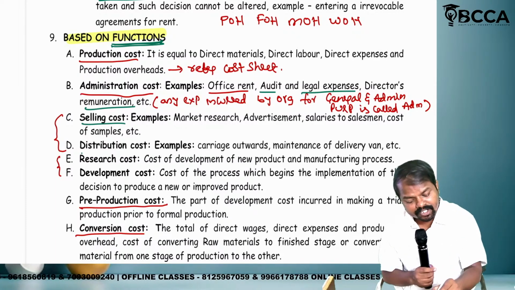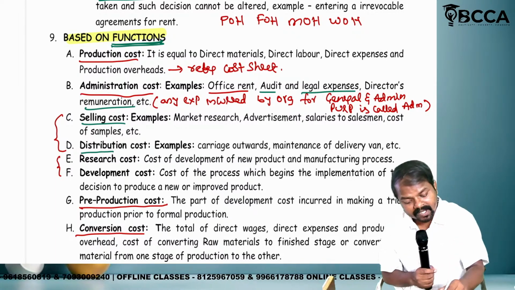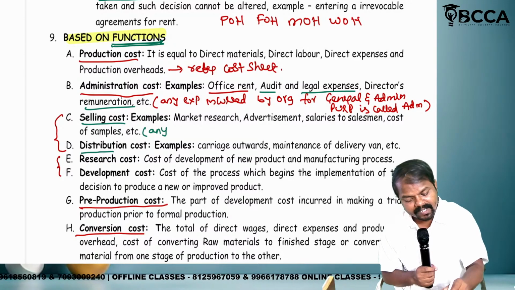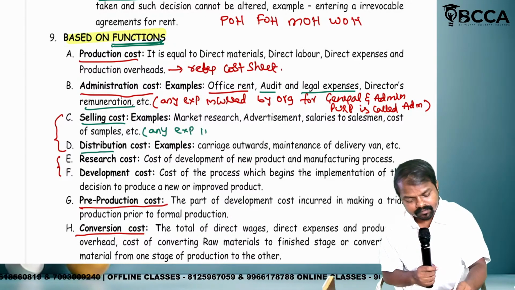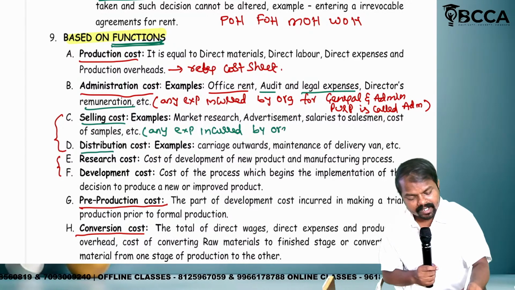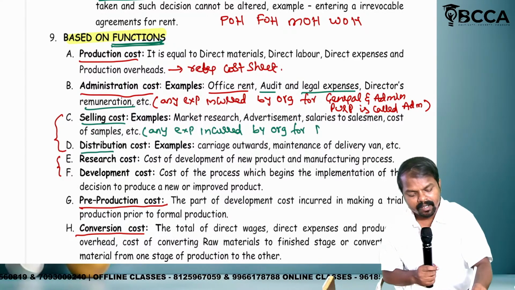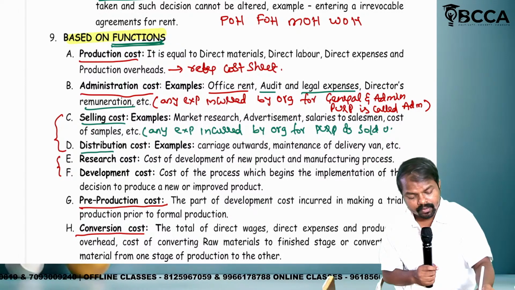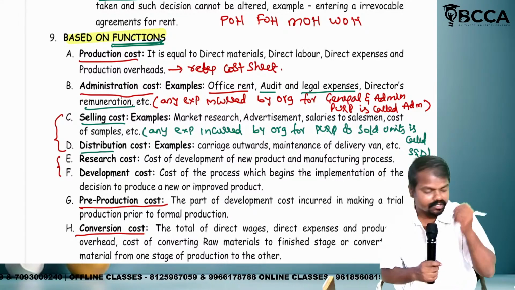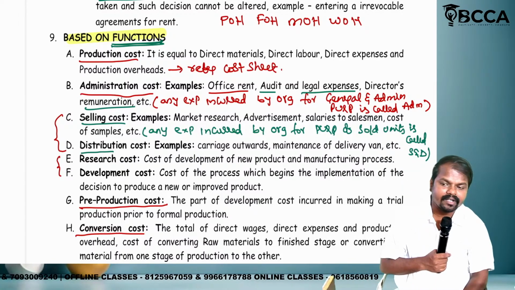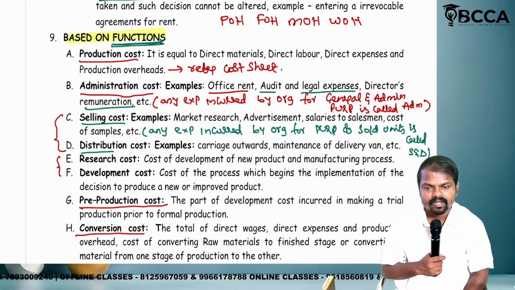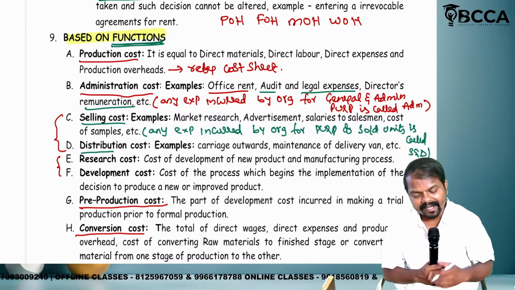Next, selling and distribution cost. Please make a note. Any expense incurred by the organization for the purpose of sold units is called selling and distribution cost. Is it clear? Clear, my dear?